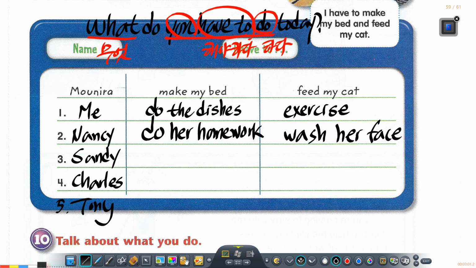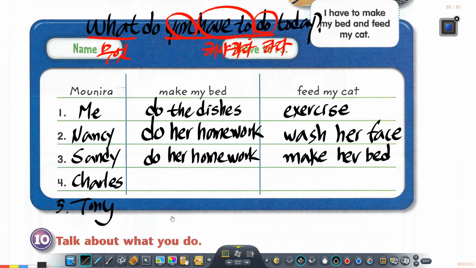Sandy. 자, Sandy한테 물어볼까요? 1, 2, 3. What do you have to do today? I have to do the homework. Do her homework. 역시 숙제를 해야 되고요. And make your bed. Okay. Make her bed. 침대 정리를 해야 됩니다.